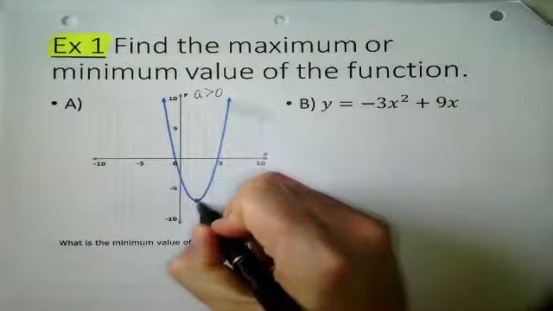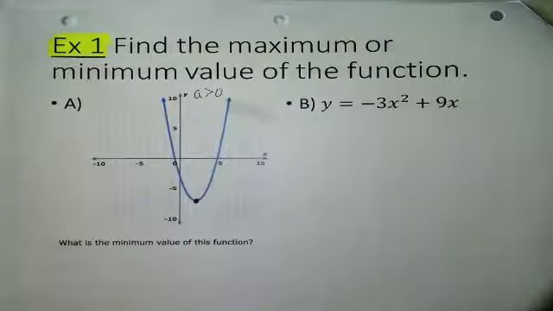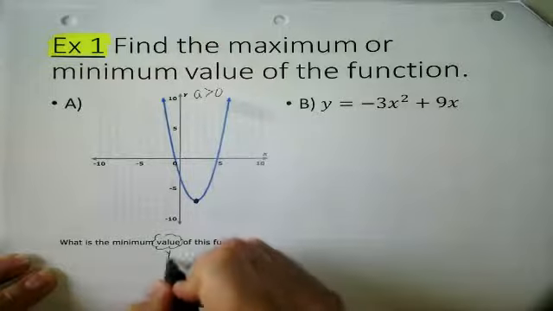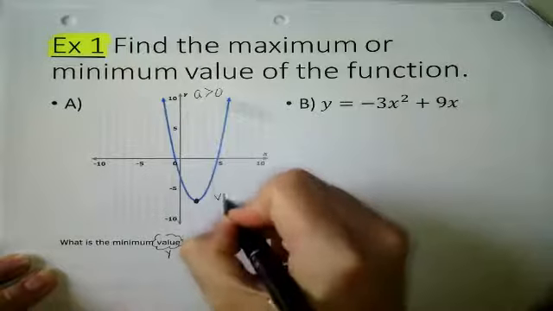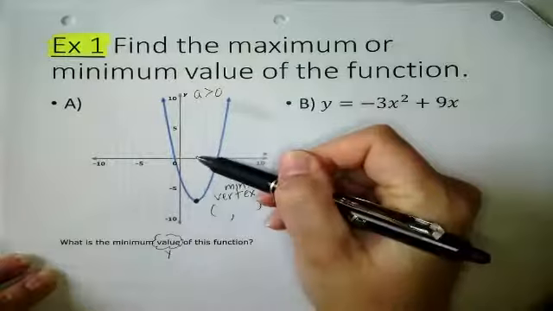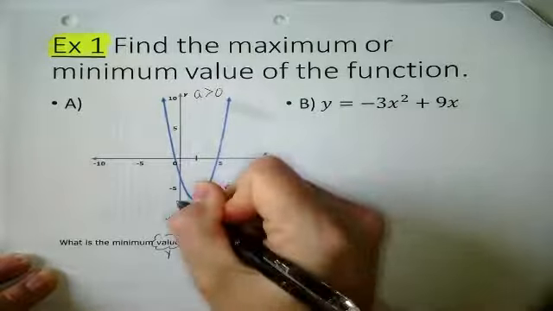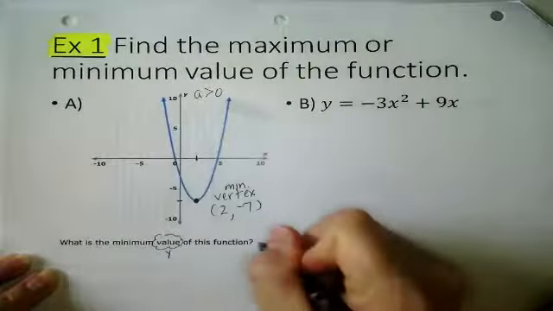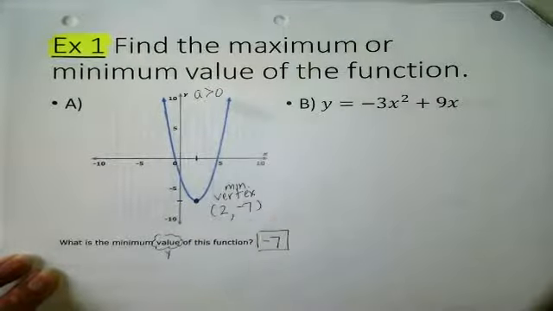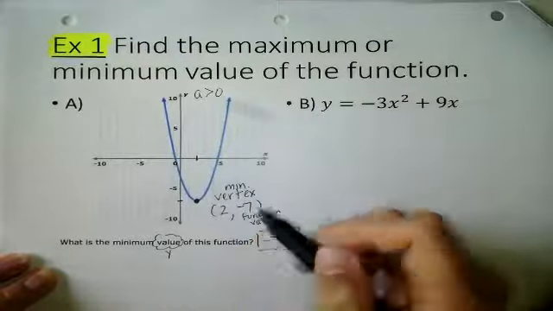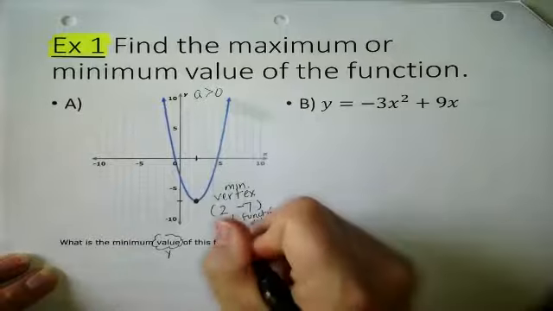And the minimum is the lowest point on the graph, which is right here, also known as the vertex. And they want to know what is the minimum value of the function. Whenever they talk about a function value, in this case, they want to know the y value. So the vertex, in this case, happens to be a minimum. And the vertex is at (2, -7). The minimum value of the function is -7, and that's what they're interested in. This is the function value. The y value is the function value, and this is where it occurs.